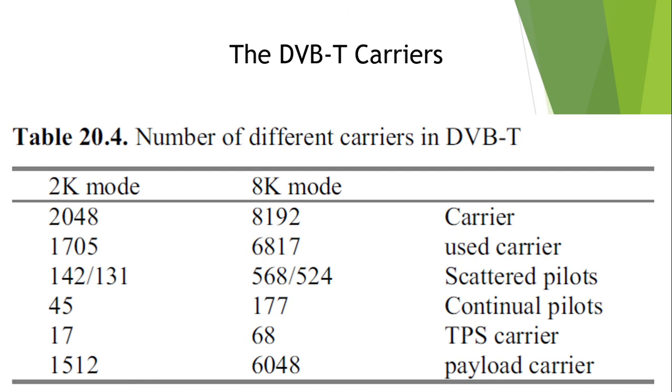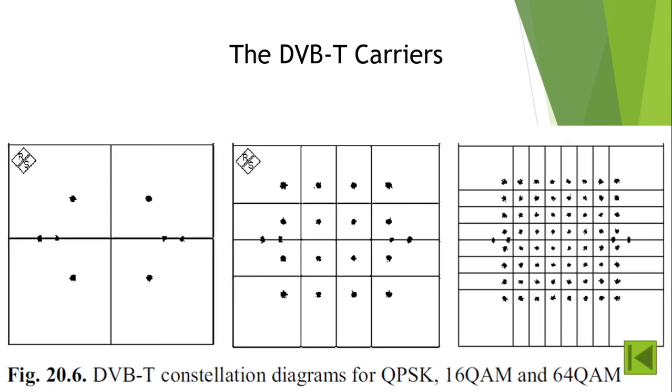Every 12th carrier in a symbol is a scattered pilot. It is then easy to calculate the number of scattered pilots by dividing the number of carriers actually used by 12. 1705 divided by 12 will become 142. 6817 divided by 12 will become 568. It is easy to calculate the scattered pilots. The payload carriers are either QPSK, 16 QAM or 64 QAM modulated and transmit that error protected MPEG-2 transport stream.